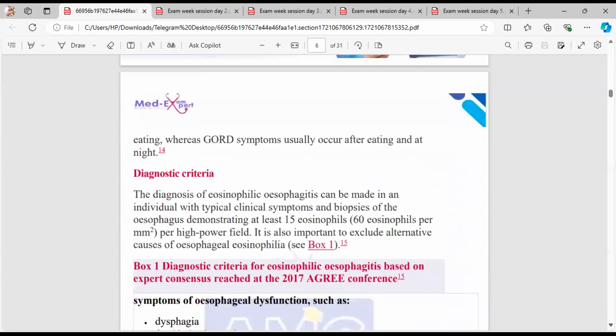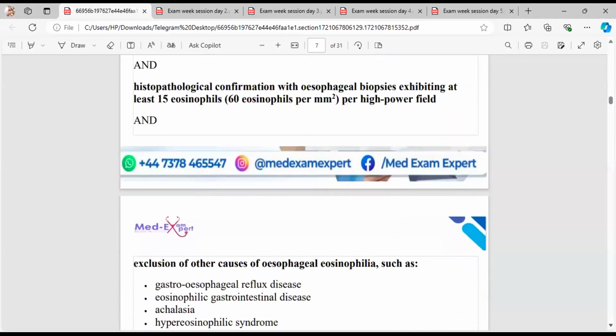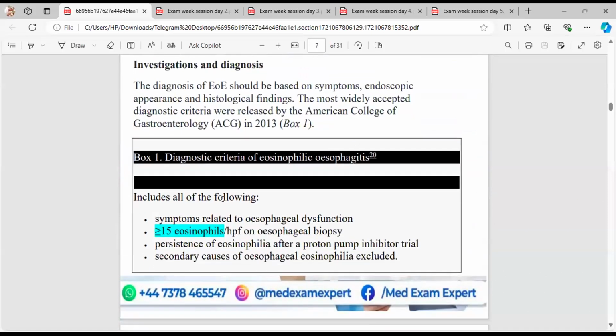I want to show you the diagnostic criteria. The diagnosis of eosinophilic esophagitis can be made in an individual with typical clinical symptoms and biopsies of the esophagus demonstrating at least 15 eosinophils per high-power field. Here there's one question, and I will show you that question as well. Diagnostic criteria for eosinophilic esophagitis based on expert research in 2007: symptoms related to esophageal dysfunction. This is from the RCGP guideline, investigations and diagnosis. What is the diagnostic criteria of eosinophilic esophagitis? Symptoms related to esophageal dysfunction and 15 or more eosinophils on biopsy. When we do the endoscopic biopsy, 15 or more eosinophils must be there.